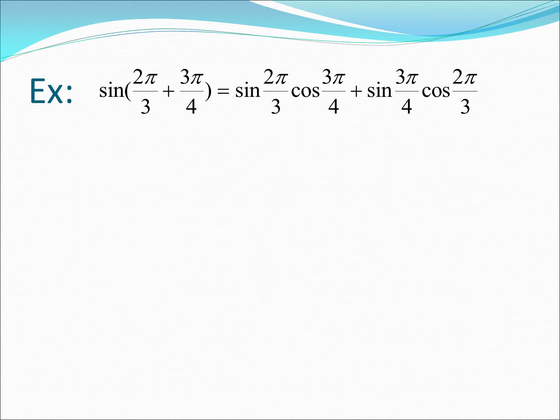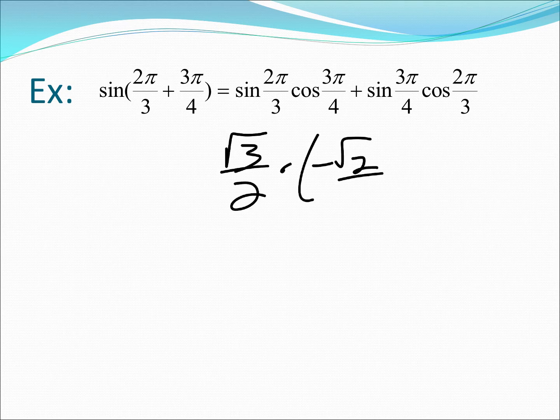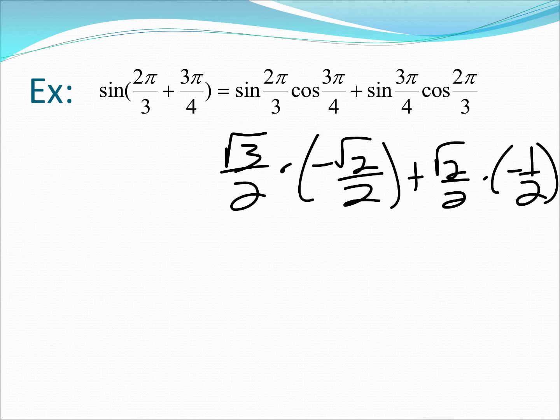Alright, for our next example, we have the sum formula. And again, if I were to add 2 pi over 3 and 3 pi over 4, then I get 17 pi over 12, which is again something that is not on a unit circle. So we're going to expand it using our sum formula, and then plug in what we know. The sine of 2 pi over 3 is going to be radical 3 over 2, then we have times a negative radical 2 over 2, plus radical 2 over 2 times a negative 1/2. And that's what we get when we evaluate each one of our trig functions here.